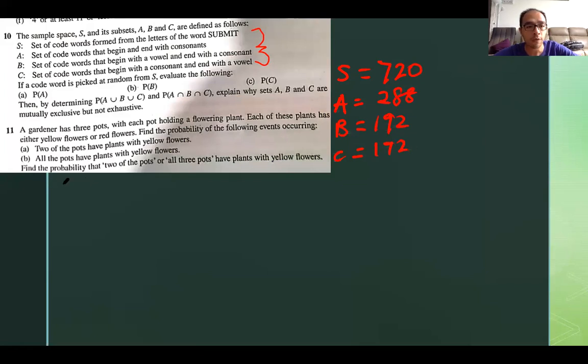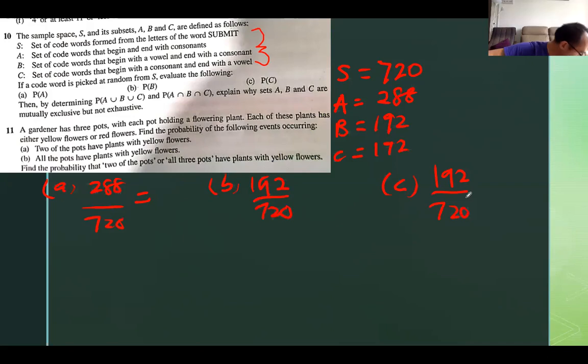Okay, so if we use that, the probability of A will be 288 over 720. Okay, which when you simplify, tell me how much. And then B will also be, B is 192 over 720. Okay, always divide by the number of the sample space. Okay, and C also is the same. Okay, C is 192 over 720. Okay, you will get this one should be probability.